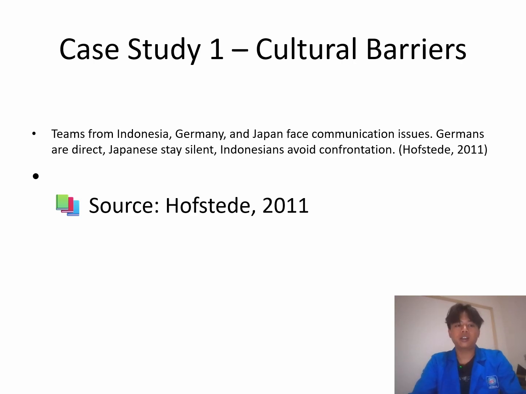And the explanation is, a team from Indonesia, Germany, and Japan faces communication problems. Germans are direct, Japanese stay silent when they disagree, and Indonesians try to avoid confrontation. According to Hofstede 2011, these cultural differences come from different communication styles and power distance level.